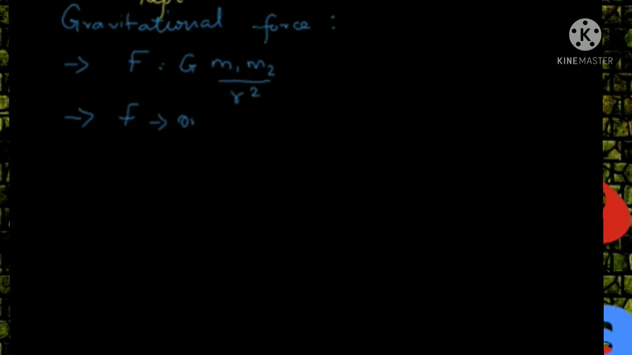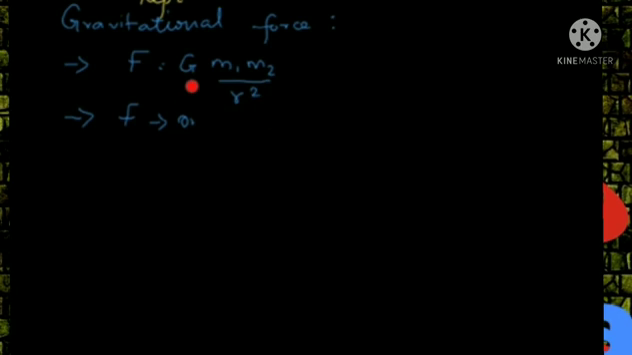As you know, the expression F is given by G M1 M2 / R squared, right? So G is a gravitational constant. There we are using K, and M1 M2 by R squared.